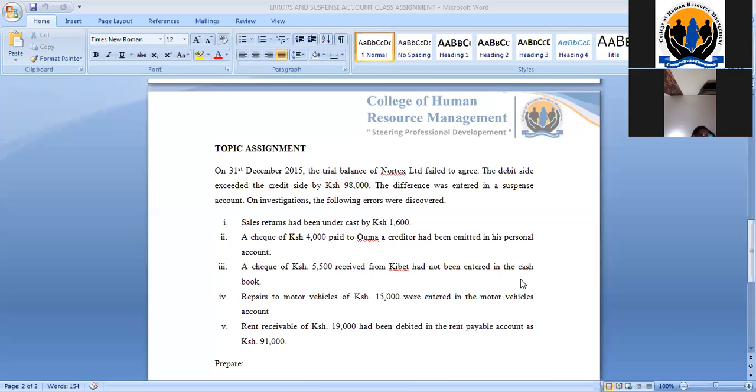So we debit the cash book, or you can say debit cash or bank, and then we credit the suspense account. There is no mistake in Kibet account. The mistake is only in cash book.